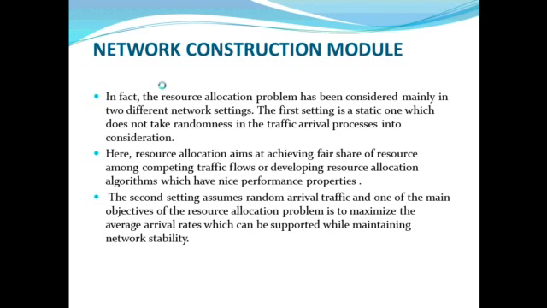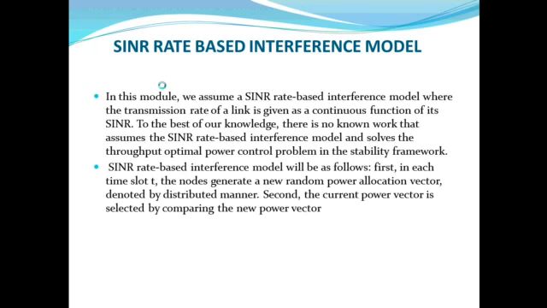The second model is the SINR-based interference model. In this model, we assume the SINR or rate-based interference model, where the transmission rate of a link is given as a continuous function of its SINR. To the best of our knowledge, there is no known work that assumes the SINR or rate-based interference model and solves the throughput optimal power allocation in the stability framework.